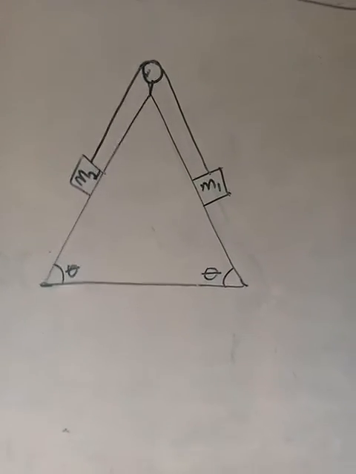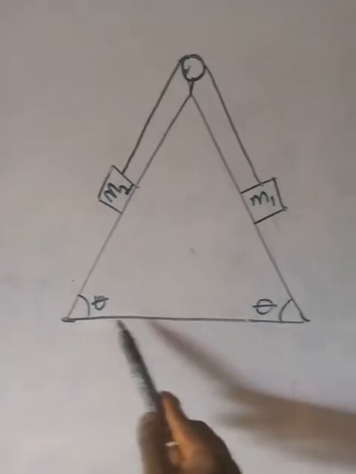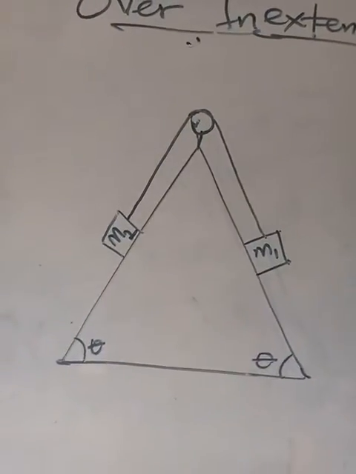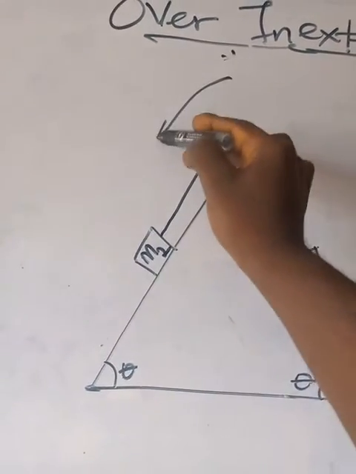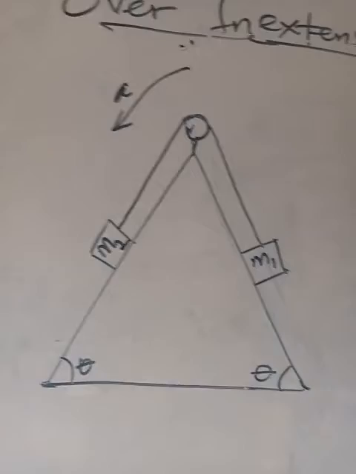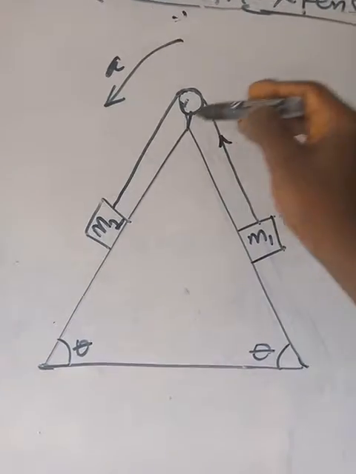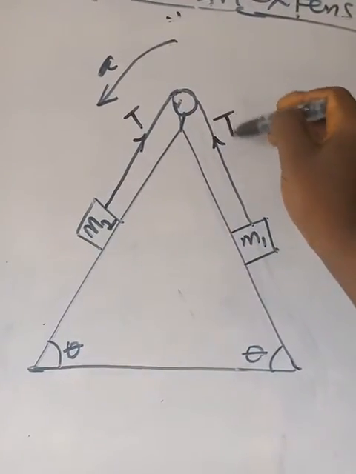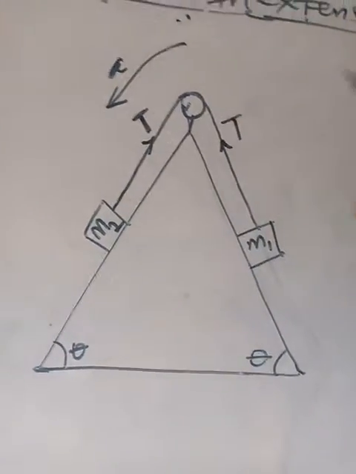Now let's see how we can calculate the acceleration of this motion. This angle and this angle are equal. This is the pulley. Let's look at it this way: if the direction of the acceleration is this direction, this is the tension, and this is also the tension. The tensions are the same. The tension on both strings, at this side and at this side, are equal.